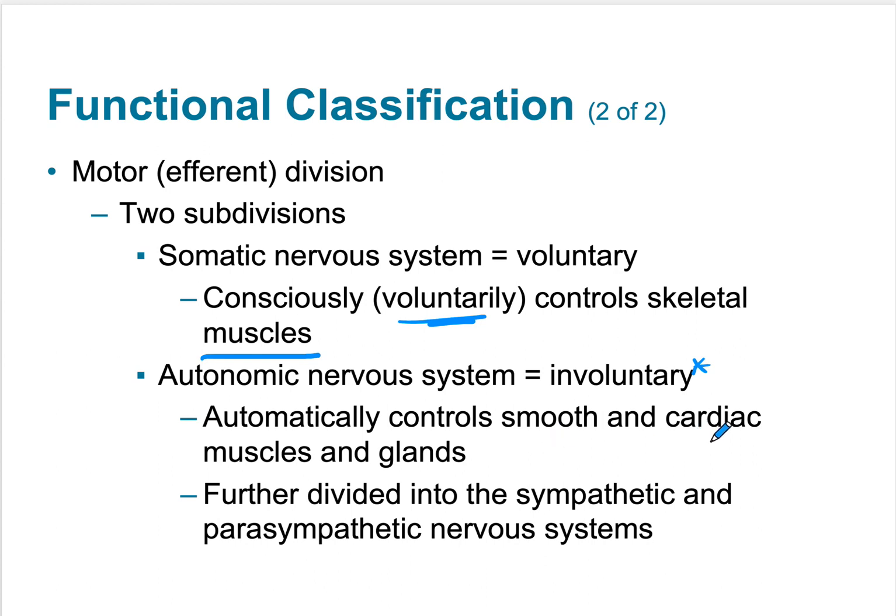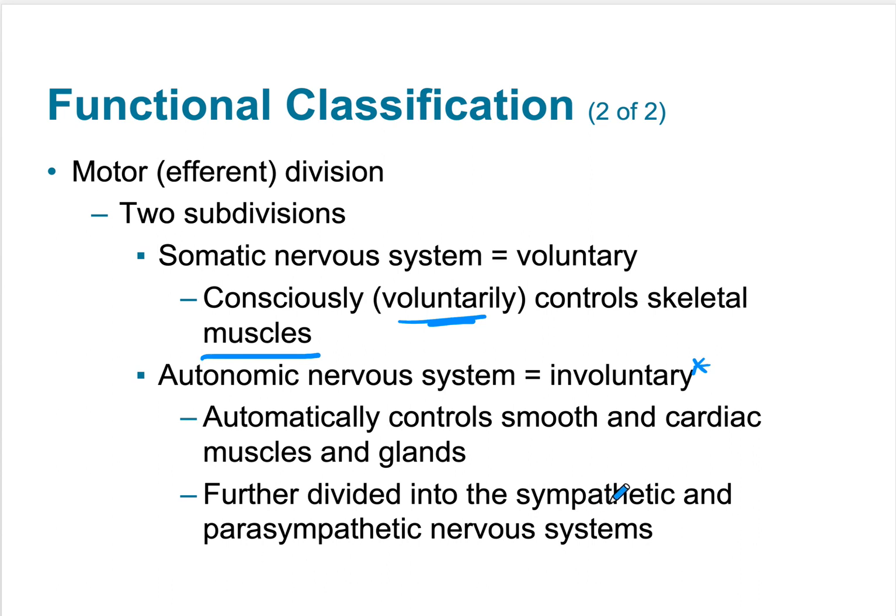Same thing with our cardiac muscle. The autonomic system can influence our heartbeat, although the heart is self-regulating. We'll talk about that when we get to cardiac tissue, when we talk about the heart. That's next semester. Now, the autonomic system is further divided into what we call the sympathetic and parasympathetic.